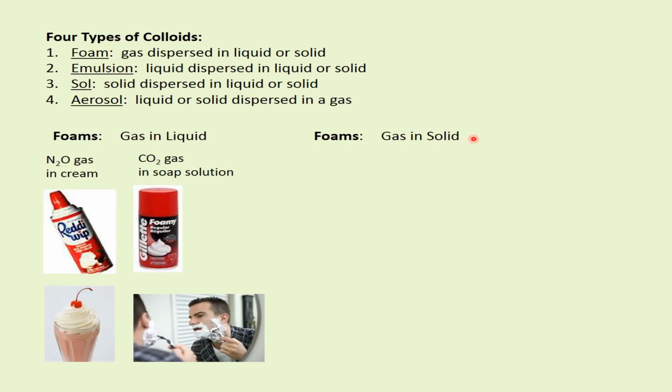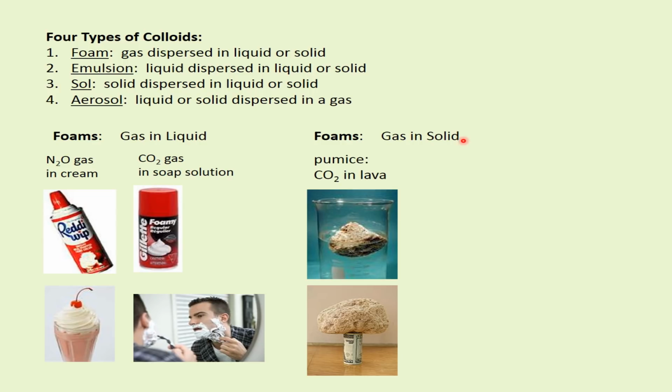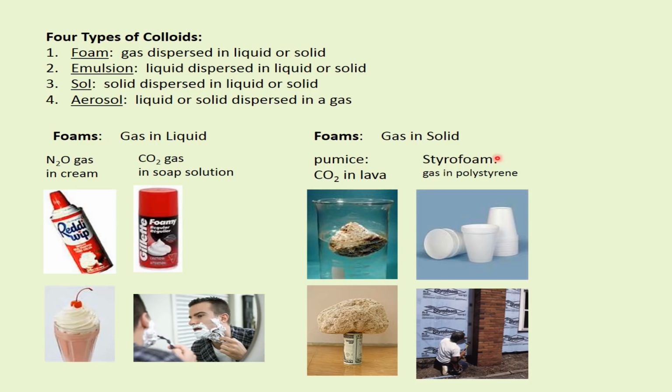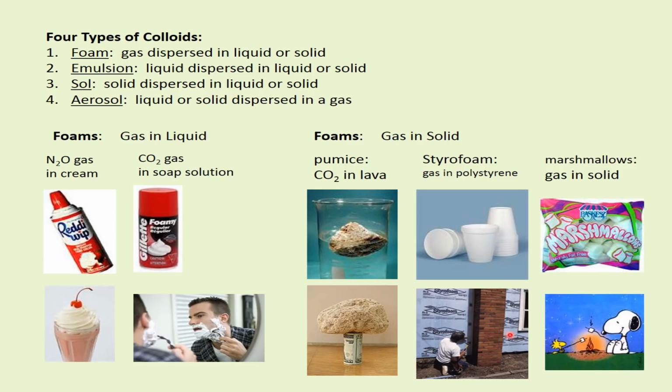Also, we can have gases in solids. An example you may not be familiar with is pumice. Pumice is lava rock, and notice it actually floats in water. That's because there's carbon dioxide gas trapped inside the stone in lava. One more familiar example is styrofoam. Gas trapped in polystyrene. This is used as an insulating material, say for coffee cups or thermal insulation on a home. As a final example, consider marshmallows. Here again we have a gas trapped in a solid. It's a foam. The gas in, say, some sugary solid.